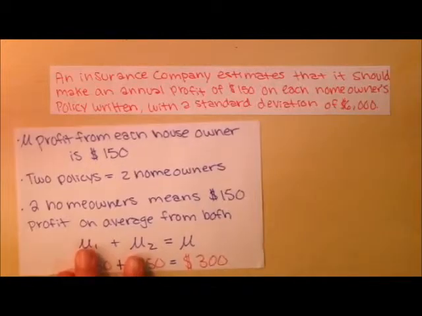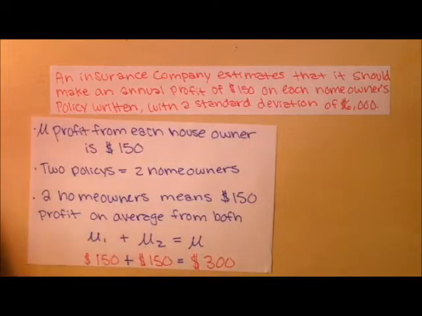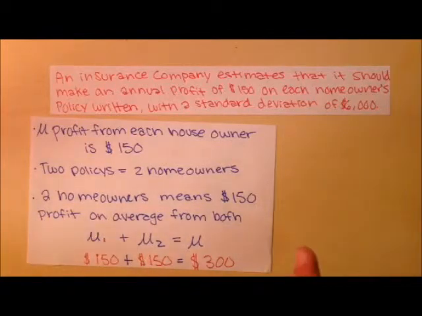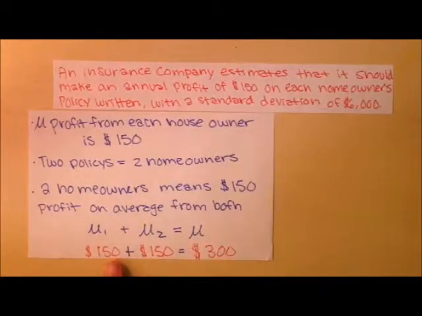If you want to know why, we know that the profit from each homeowner annually is $150. We have 2 policies, which means there are 2 homeowners, and 2 homeowners means $150 profit on average from both. So if we take the $150 from the first policy and add it to the $150 from the second policy, we get $300, or 150 times 2.